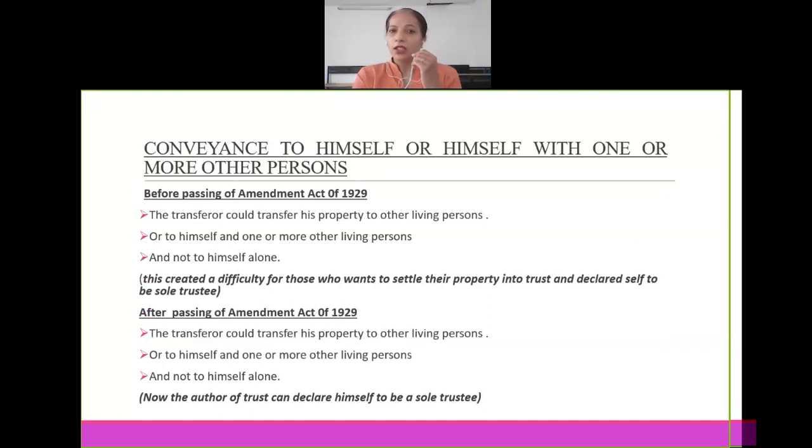Now, students, conveyance to himself or to himself with one or more of the other persons. Before the passing of the Amendment Act 1929, the transferor could transfer his property to other living persons, or to himself and one or more other living persons, and not to himself alone. But after the passing of the Amendment Act, he can now transfer his property to himself also.